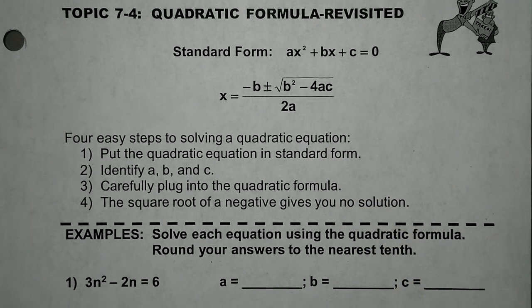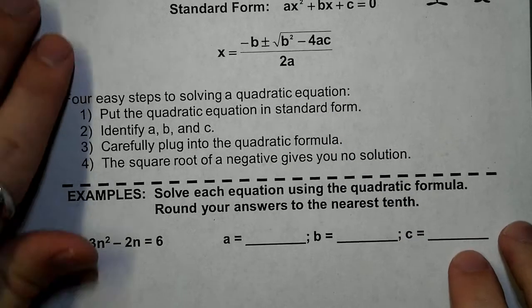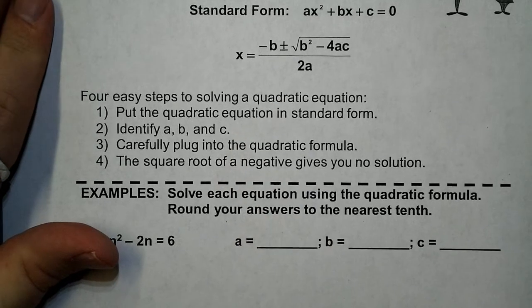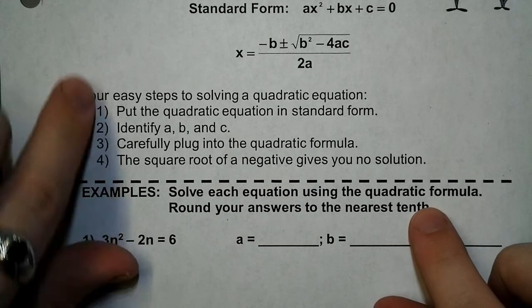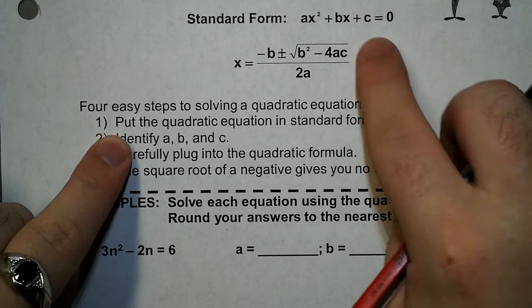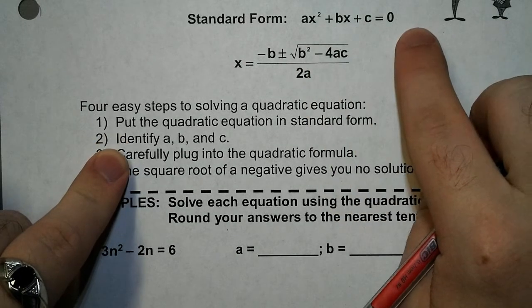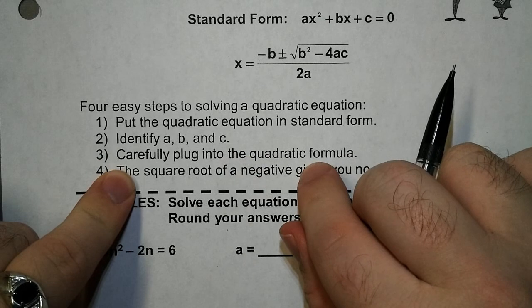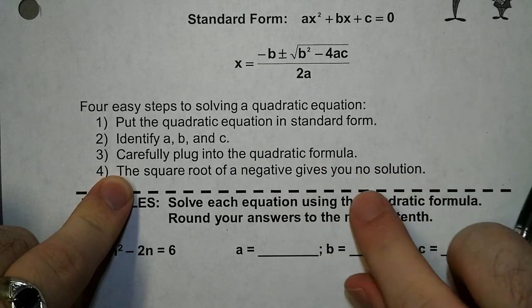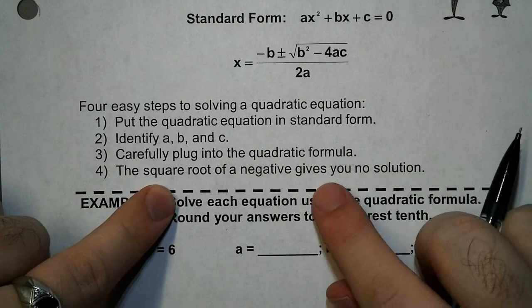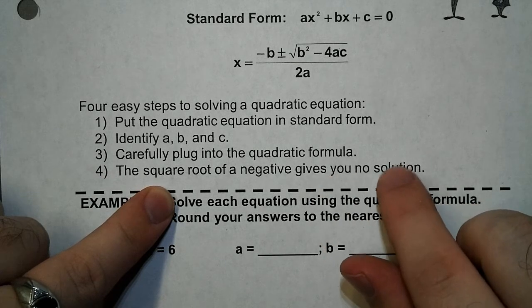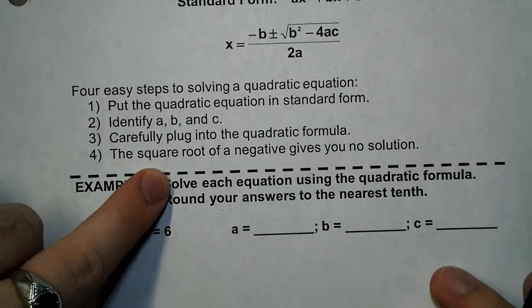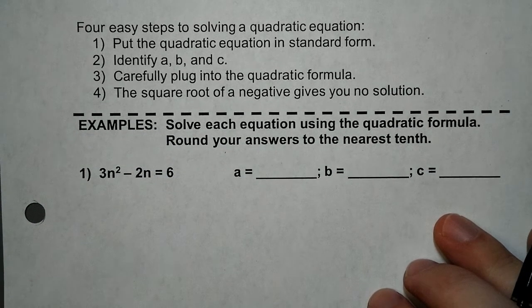every single time. So here are your 4 easy steps to putting in a quadratic equation. First, put it in standard form. Make sure it looks like this. Second, identify your a, b, and c. Then carefully plug it into the quadratic formula, and then if you have the square root of a negative, this will always give you no solution. Alright, let's try the first one.